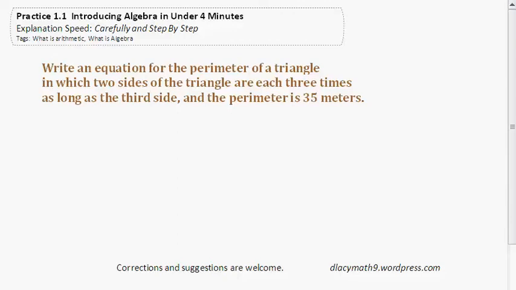Here's a practice for introducing algebra in under 4 minutes where the explanation speed is careful and step by step. Here's a problem. Write an equation for the perimeter of a triangle in which two sides of the triangle are 3 times as long as the third side and the perimeter is 35 meters.